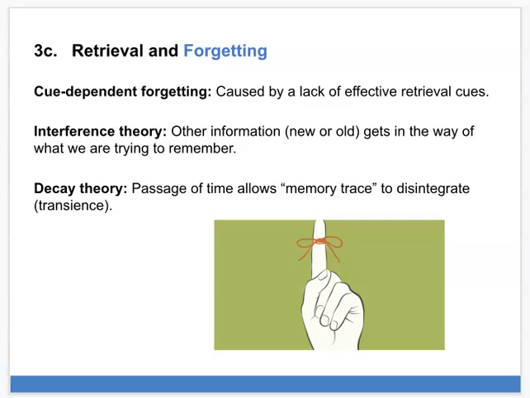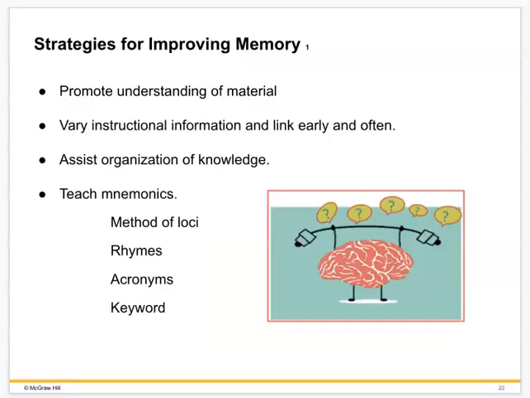Decay theory: passage of time allows for the memory trace to fade. So this is just saying that over time, memory traces do start to fade. So it decays, so over time, you start to forget things that happened a long time ago.